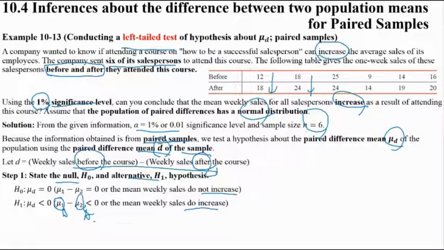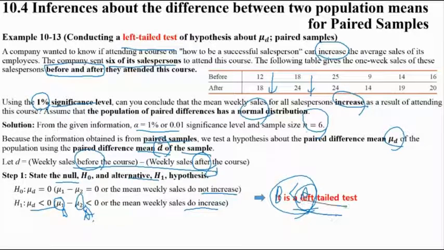Okay. Increase means after is greater, right? So this was less. Increase means the order should be before and after. This one is increase, right? That's why I look at this one. We say left tail test. Oh, okay.